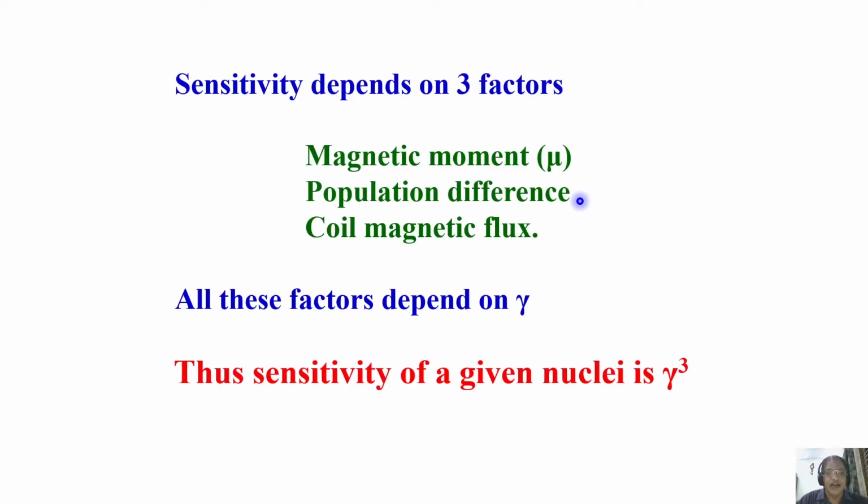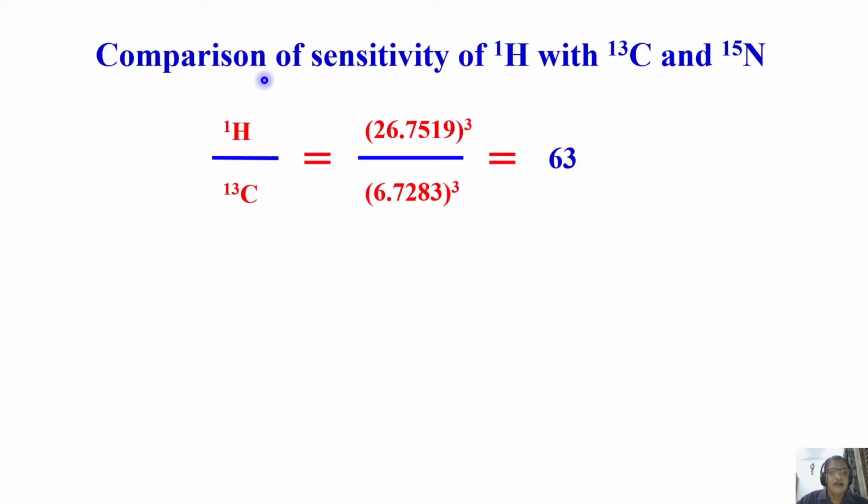So now let us understand how the sensitivity depends for different nuclei with a different gamma compared to proton, which is highly sensitive in this sense relatively. Let us compare the sensitivity of proton with that of carbon and nitrogen 15. The ratio of sensitivity of proton to that of carbon is given by gamma cube of proton divided by gamma cube of carbon.